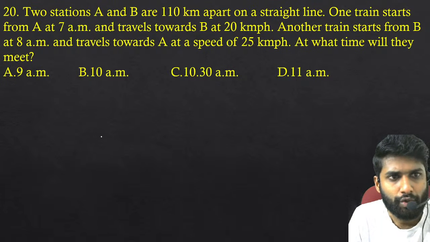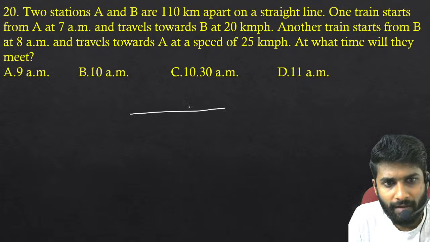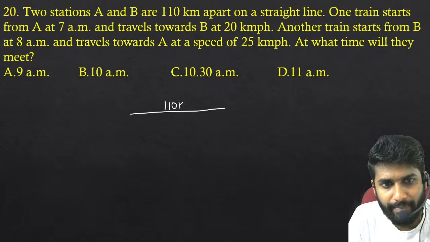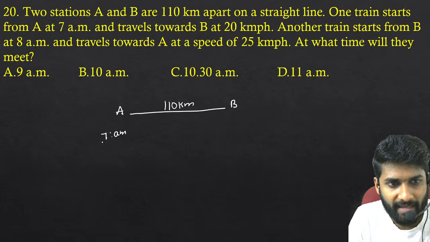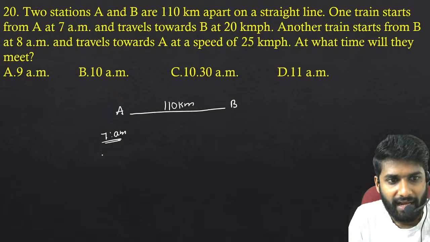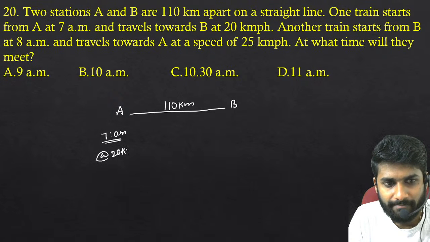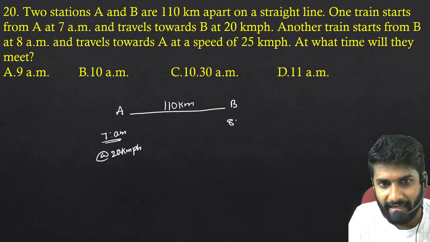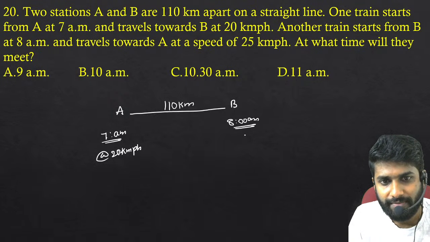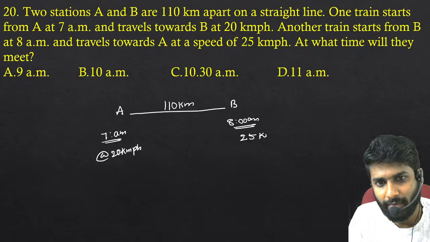Next one. Two stations A and B are 110 kilometers apart in a straight line. One train starts at A at 7 a.m. and runs at a speed of 20 km per hour. Another train starts at B at 8 a.m. and travels towards A at a speed of 25 km per hour. At what time will they meet each other?